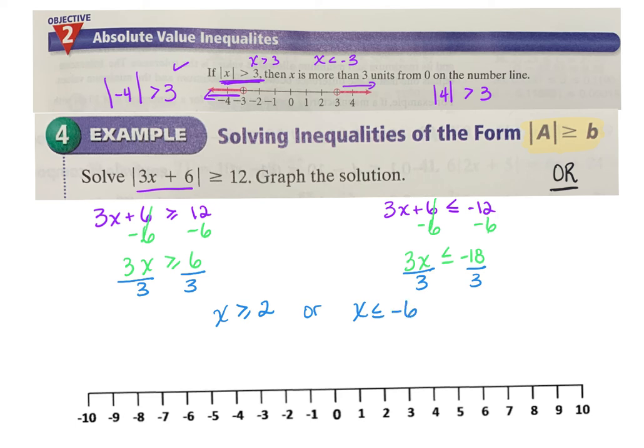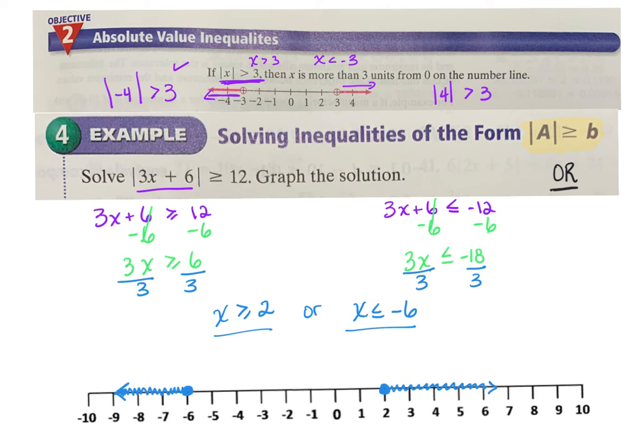Those are both true statements if I were to plug them back in. So I can graph them. x is greater than or equal to 2. Or equal to means I'm going to do a closed circle, and then I'm going to shade everything bigger than 2. x is less than or equal to negative 6. Closed circle on negative 6. Everything to the left, less than negative 6.